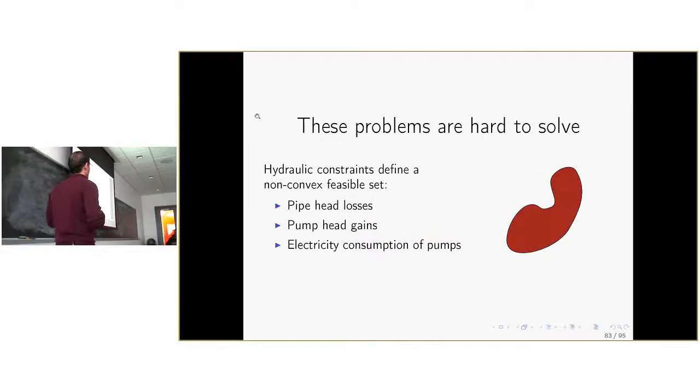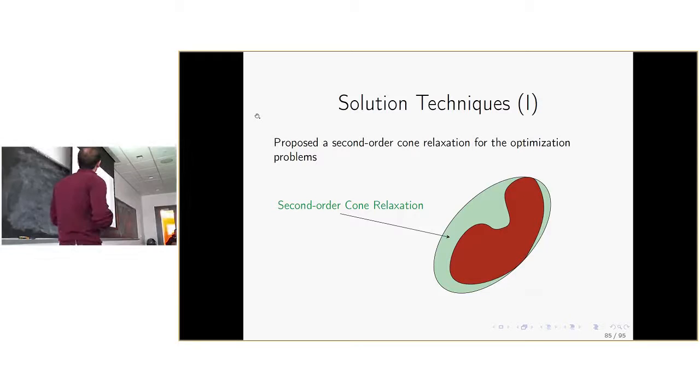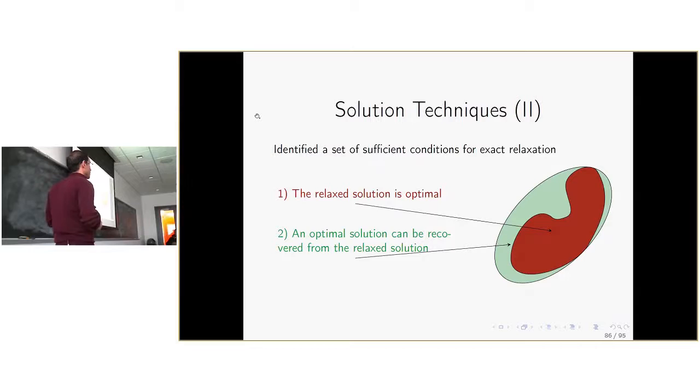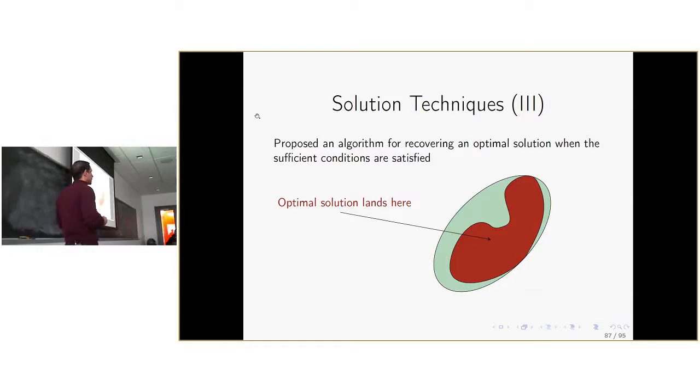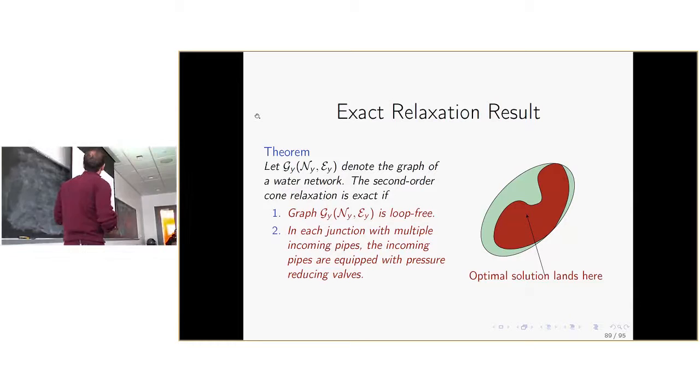Again, these problems are hard to solve, since they are non-convex. The technical results are based on my previous study. We proposed a second order cone relaxation. We identified sufficient conditions for exactness, and we proposed an algorithm for recovering an optimal solution if the solution is not exact. And we have a very similar theorem to show that these two problems are equivalent. Basically, optimal water flow and the second order cone relaxation are equivalent.